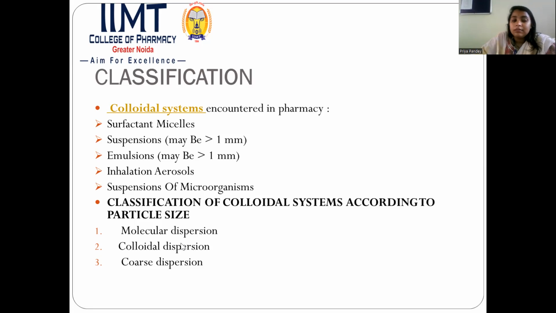Coarse dispersion: the particle size is higher, greater than 0.5 micrometer, and they are visible under the microscope. They do not pass through the filter paper or the semi-permeable membrane, and they diffuse very slowly, or they do not diffuse in any medium. For example, grains of sand and most emulsions and suspensions come under this kind of coarse dispersion.